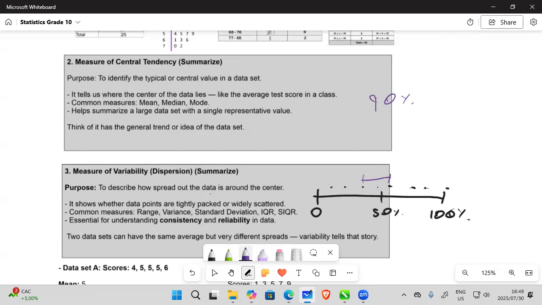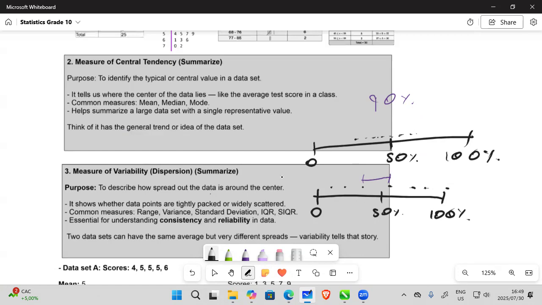Because if all the marks were closely packed, compare this, 0 to 100%, right? Let's say that all the marks were like this, and this here is 50%. If all the marks were closely packed, we can say that this is more consistent as opposed to this. This can't be reliable because everyone's marks are just scattered from 0 to 100. Here you can see that majority or almost all of them scored around that 50%. Can you see that?